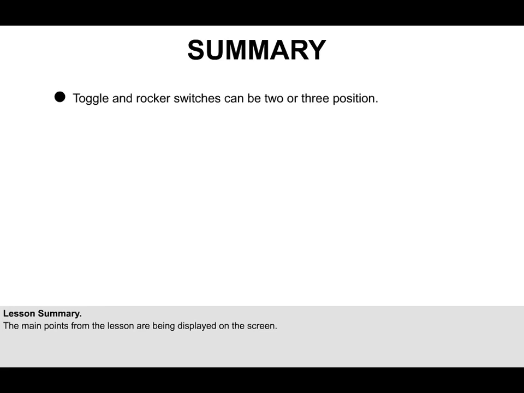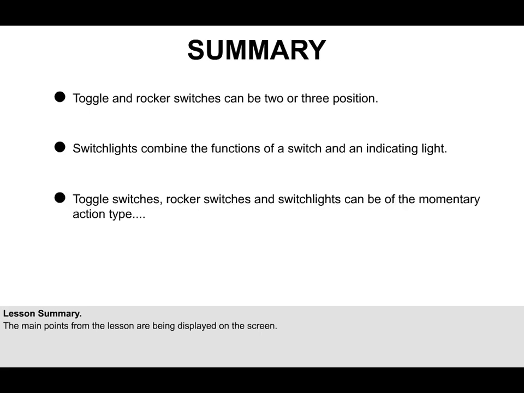Toggle and rocker switches can be 2 or 3 position. Switch lights combine the functions of a switch and an indicating light. Toggle switches, rocker switches and switch lights can be of the momentary action type, where the switch is only closed while the operator maintains finger pressure, or they may remain in the selected position until another selection is made.